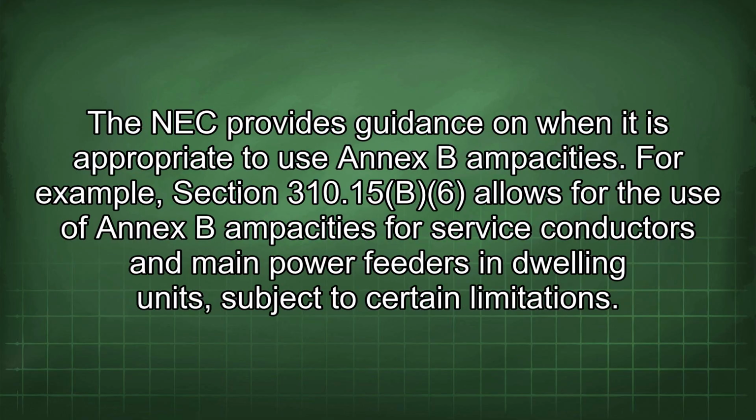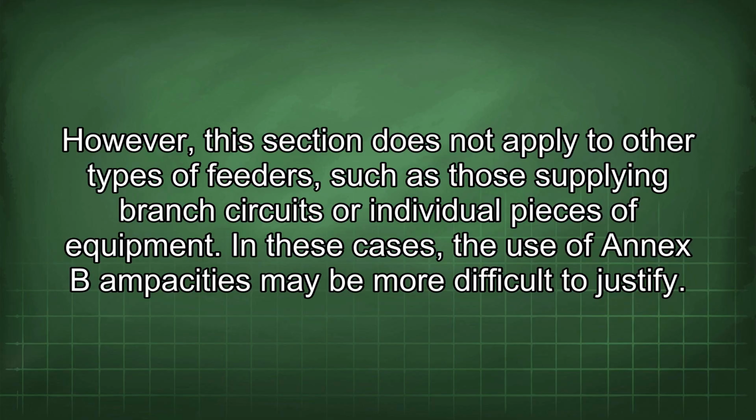The NEC provides guidance on when it is appropriate to use Annex B ampacities. For example, Section 310.15(B)(6) allows for the use of Annex B ampacities for service conductors and main power feeders in dwelling units subject to certain limitations. However, this section does not apply to other types of feeders, such as those supplying branch circuits or individual pieces of equipment. In these cases, the use of Annex B ampacities may be more difficult to justify.